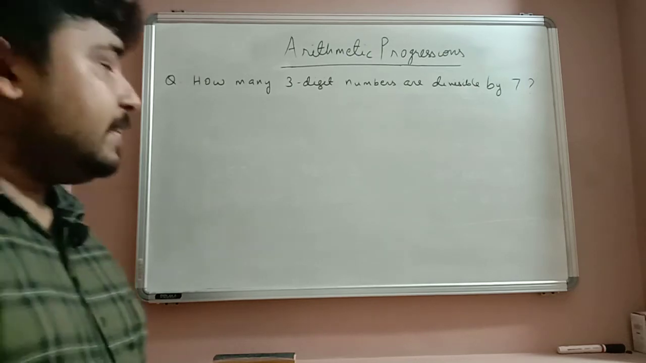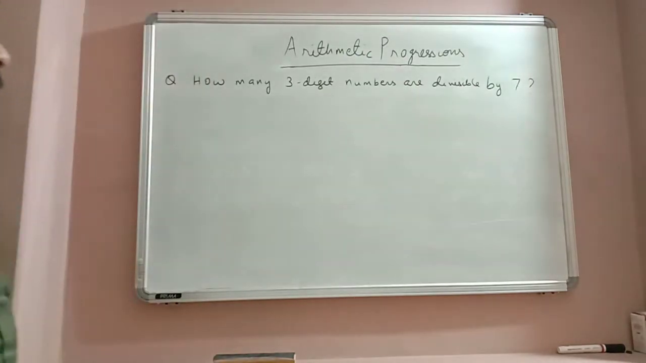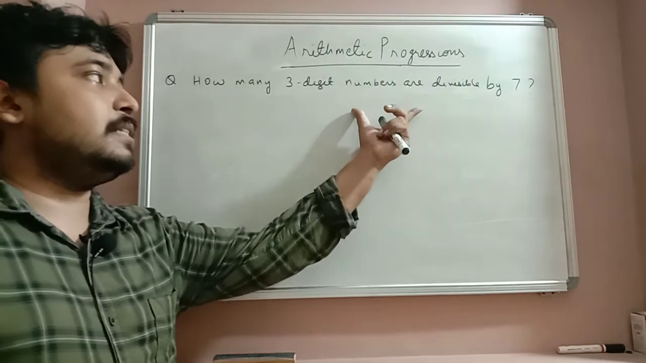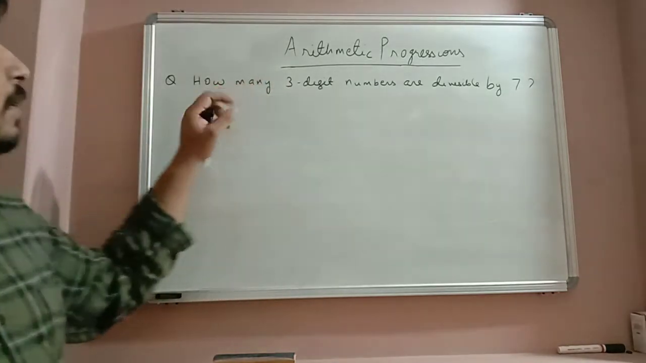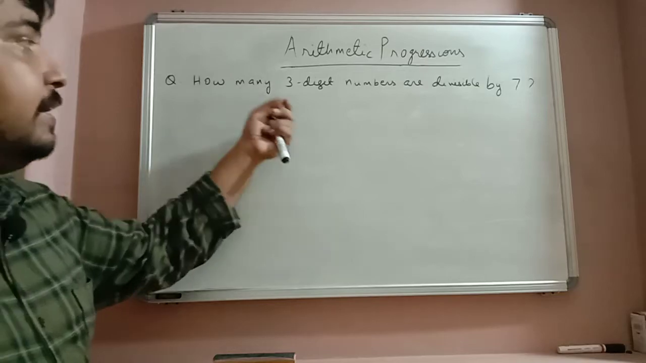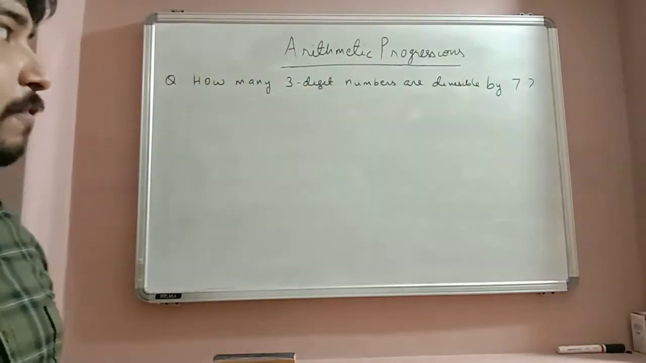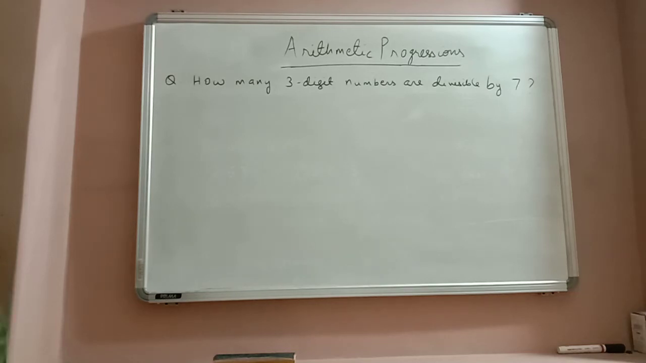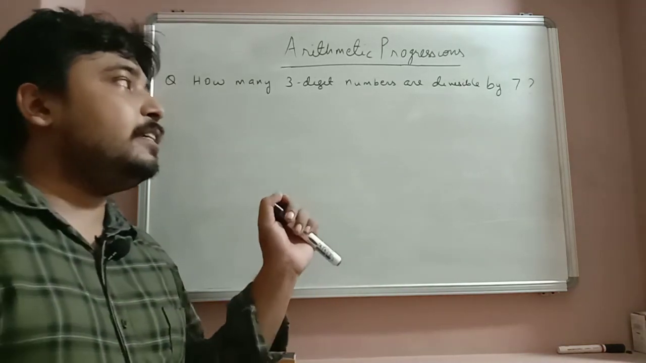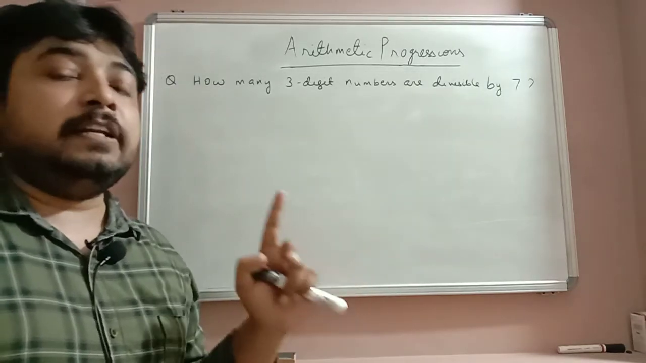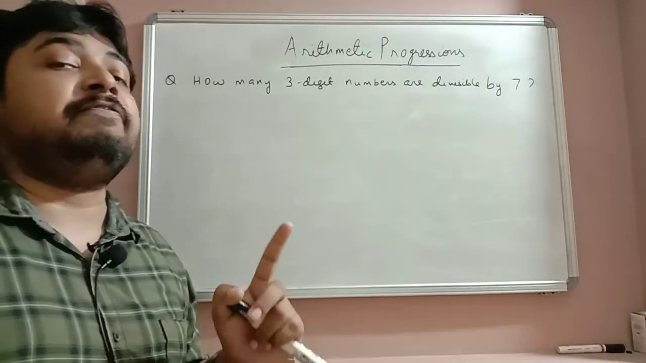Alright students, let's take up another important question. Questions of these types are very important and are asked in CBSE exams many a time. The question says: how many 3-digit numbers are divisible by 7? Firstly, we need to know that the sequence of 3-digit numbers that are divisible by 7 will definitely form an AP with a common difference of 7.